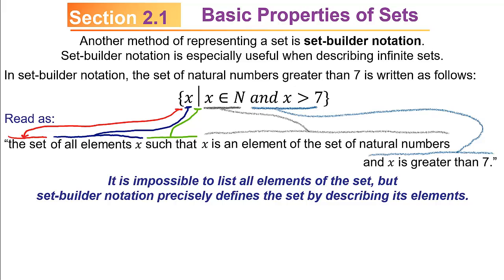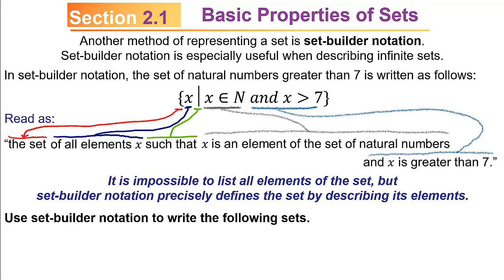It's simply impossible to list all elements of the set because there are an infinite number of them, but set builder notation precisely defines the set by describing its elements. For example, let's use set builder notation to write the following sets. The set of integers greater than -3.